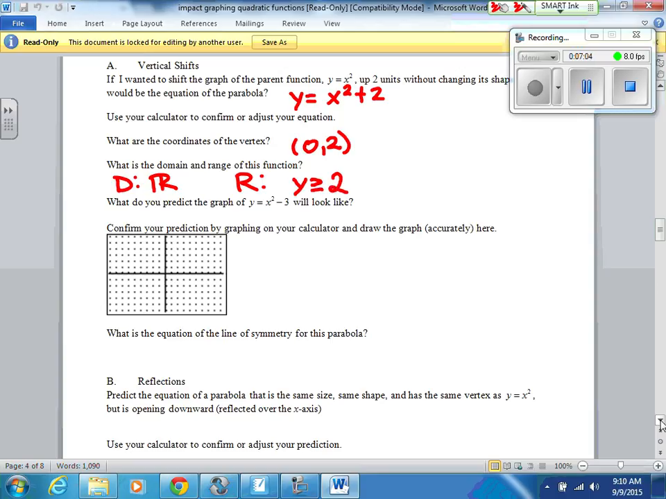So that means everything else has to be greater than or equal to 2. Exactly. Alright, so what will the graph of y equals x squared minus 3 look like? It's going to move down 3 from the parent function, right? Okay, graph it here. You see what it looks like. Graph it in that empty spot there. You can use your calculator if you want to graph it and just transfer it from your calculator to your paper.